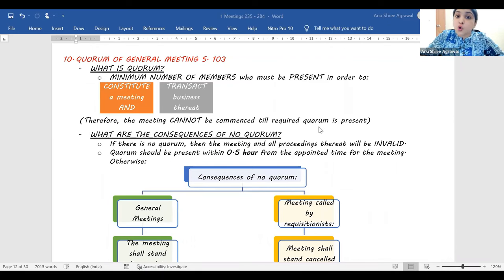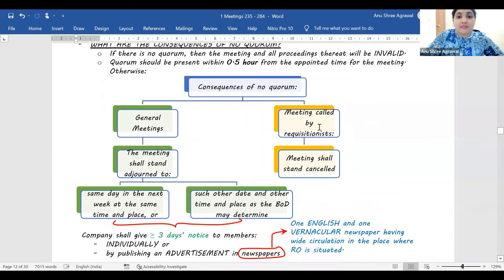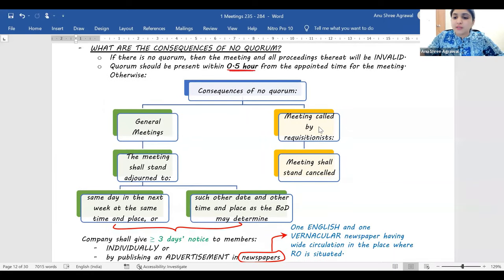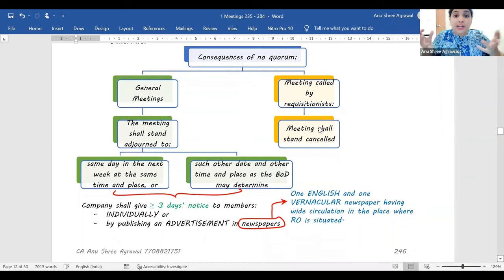Then what if there is no quorum? How long will I wait for the quorum? I will wait only for half an hour. What if in that half an hour, that minimum number of members does not come? Then we will see what kind of a meeting it is.